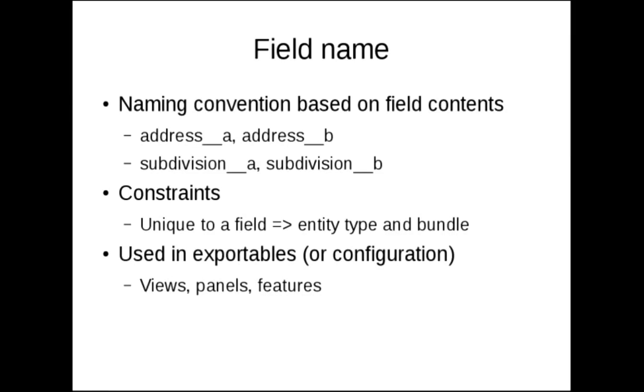So address A, address B, and so on, right? The double underscores are there so it's easily parsable, if you will. And so the constraint on the field name is that it would be unique to this entity type bundle thing. And that is a concession.